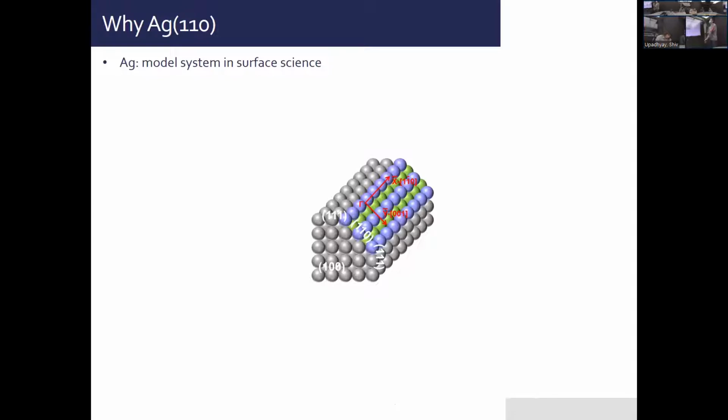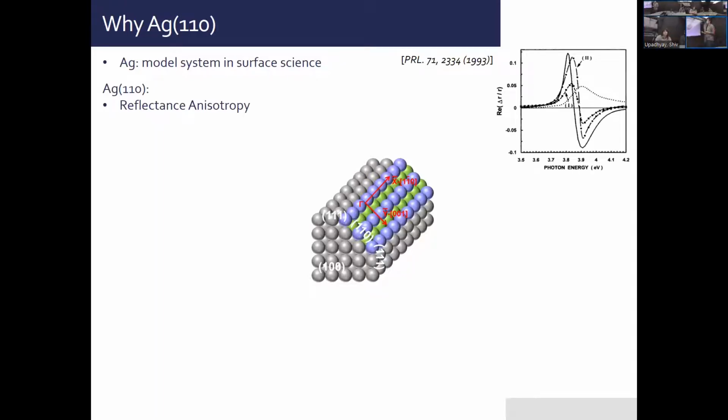So we are studying silver. Silver is a model system in surface science, and this is the atomic structure of the silver 110 surface. We can see that in the orthogonal directions, the atomic structure is largely different. This results in a very prominent feature of this surface, which is usually measured by reflectance anisotropy. Basically, they measure the optical properties along the orthogonal directions, and they find a large difference when they take the difference of the two direction results. Silver 110 has also been widely used for substrates.